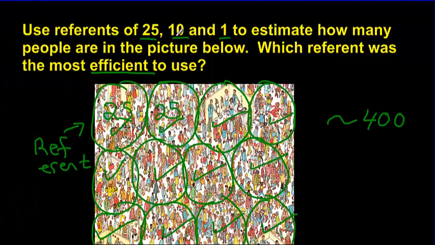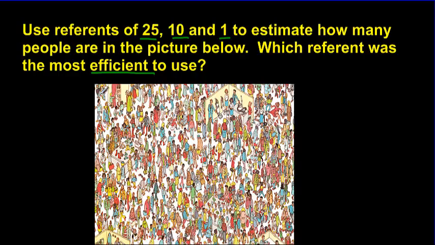Next part of this question says use a referent of 10. Now to use a referent of 10, I'm going to have to count 10 people. So I'm going to go 1, 2, 3, 4, 5, 6, 7, 8, 9, 10. So I can put a circle around these 10. You can see how small the circle is. And you can see 10 is going to take much longer to complete. It's not the best referent, but if you did do it, it would still give you a pretty good estimate of how many people there are. It just takes too long.